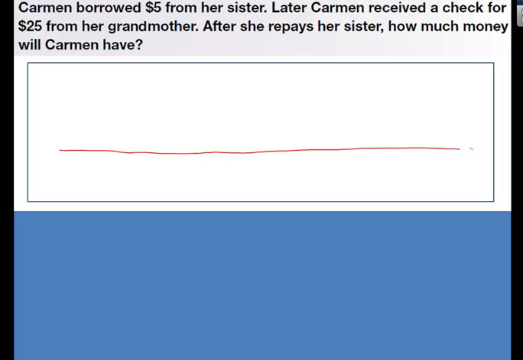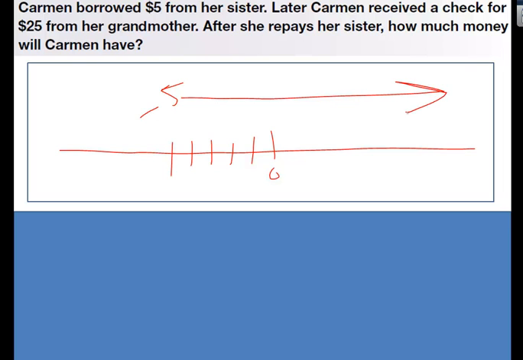So you can have a number line. And here's 0, and if Carmen borrowed $1, $2, $3, $4, $5, she's going to be at -5, isn't she? And then if she gets $25, she's going to come this way here. She comes 25. She's going to come here to the number 20. So she's going to have $20 left over.